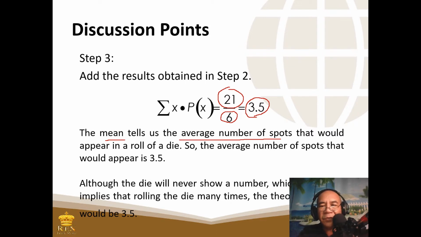Although the die will never show that number, this implies that when rolling the die many times, the mean is 3.5. Okay?